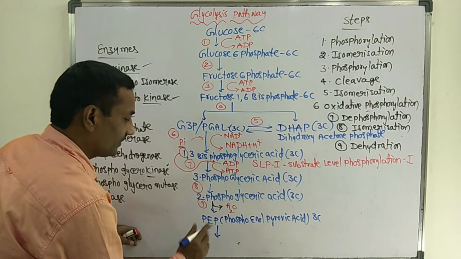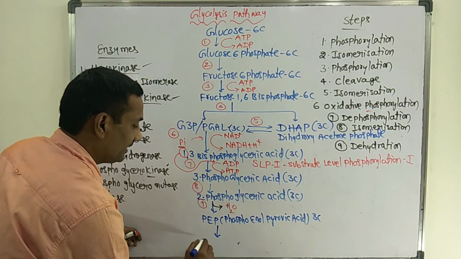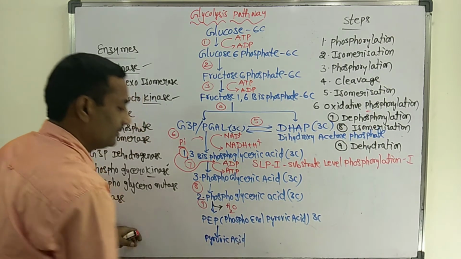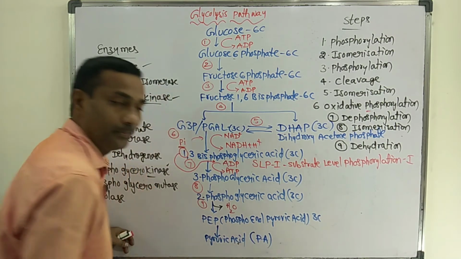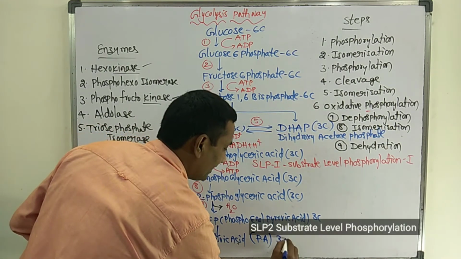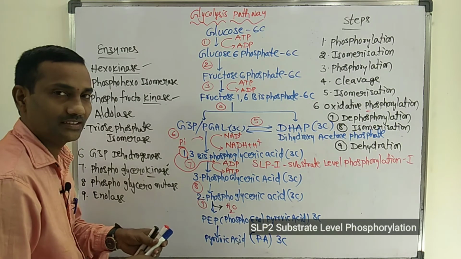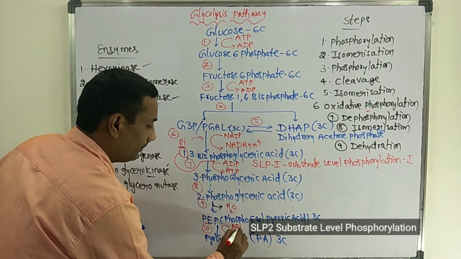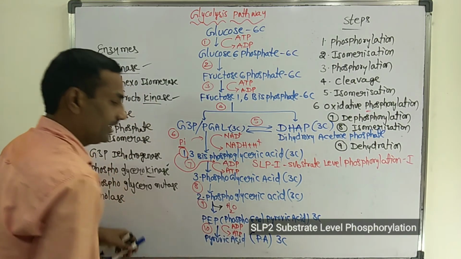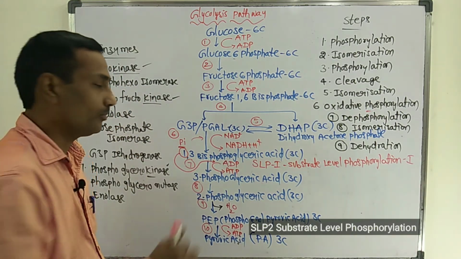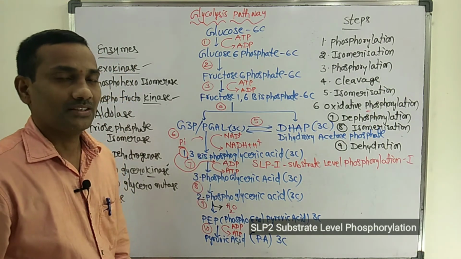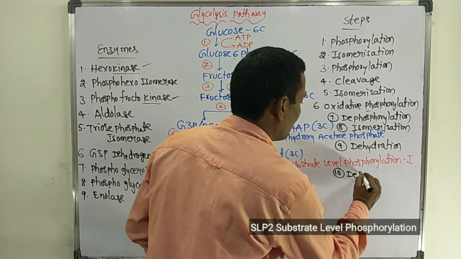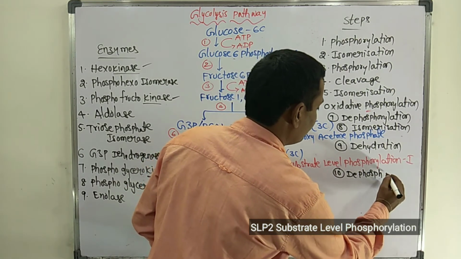In the last step, PEP is phosphorylated to form pyruvic acid. Pyruvic acid abbreviation is PA. That is a 3-carbon compound. What major change occurs at the 10th step? Here ADP leads to formation of ATP. One single ATP is formed, like the 7th step. That is the 10th step, dephosphorylation.